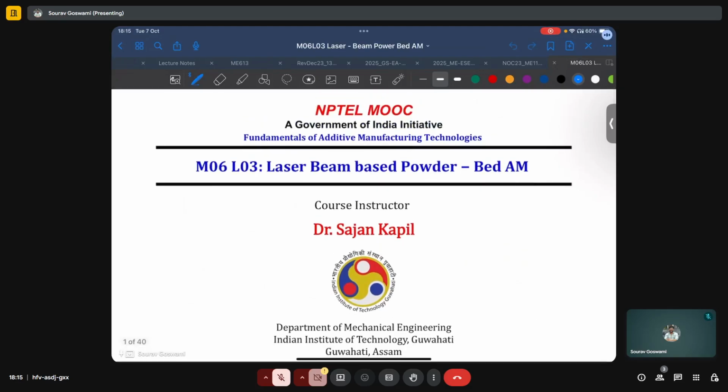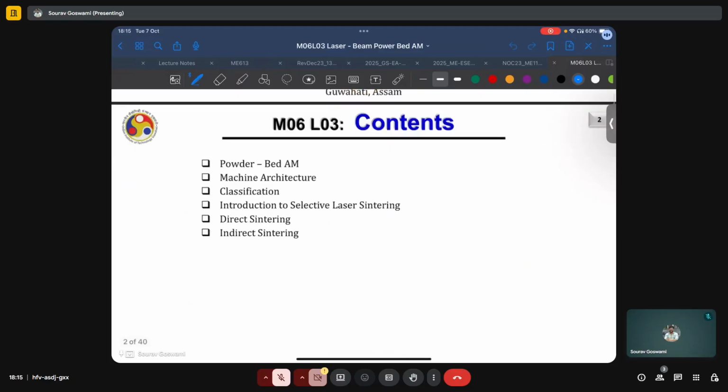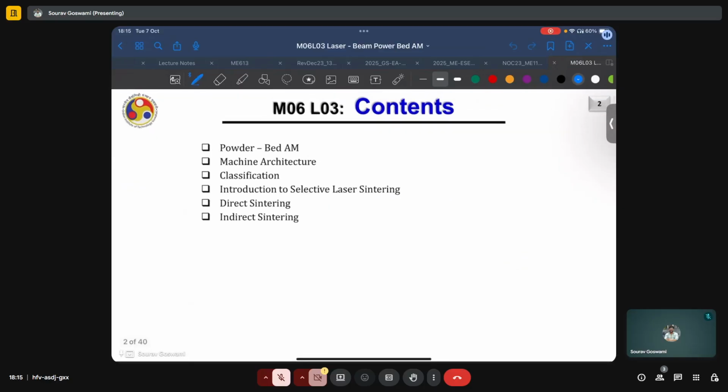Today we'll be discussing powder bed-based AM processes, starting with a little history on this process, then the typical machine architecture, classification of processes, then selective laser sintering and direct and indirect sintering processes. Of course, the name sintering would imply that here the temperatures that we'll be dealing with will typically not exceed the melting point. In fact, we'll see that they range somewhere from 50% of the melting point till the limiting value of the melting point itself. But it's still a sintering process. It's not a fusion like melting and solidification process.